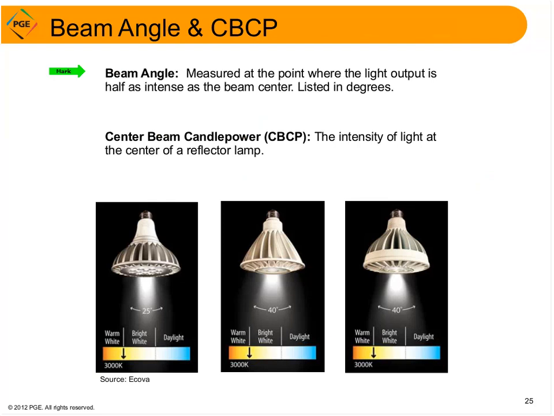Directional lamps are commonly made and listed with beam angles from about 10 degrees up to around 60 degrees. 25 and 40 degrees seem to be two common LED choices right now. And which beam angle you choose depends in part on the mounting height and the distance to the objects that you want illuminated. The center beam candle power, which is the intensity of light at the center of a reflector lamp, helps determine how brightly those objects are going to be illuminated. The smaller the beam angle, the more intense the center beam candle power is going to be. So this is a good thing to know.